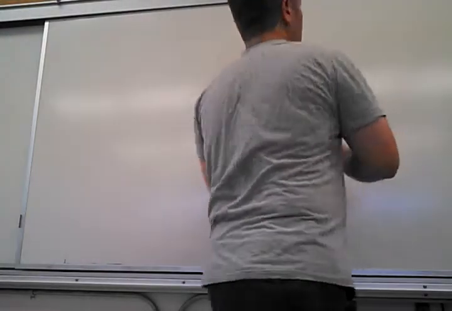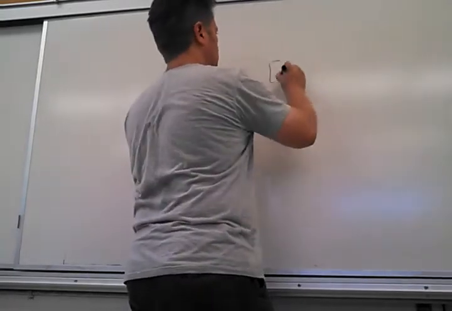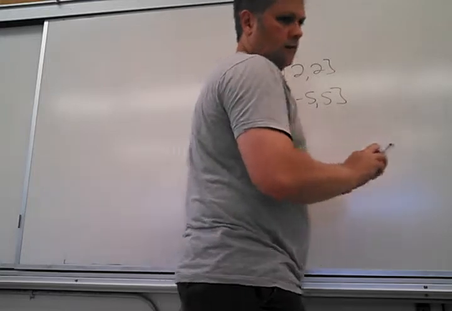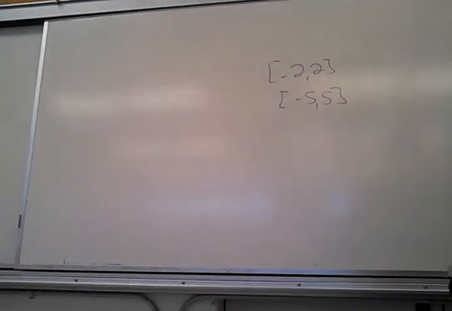Now, if you look at number 30, it says, make the window for the x's negative 2 to 2, and for the y's negative 5 to 5. That's part A. So if you go to window, you can change it.